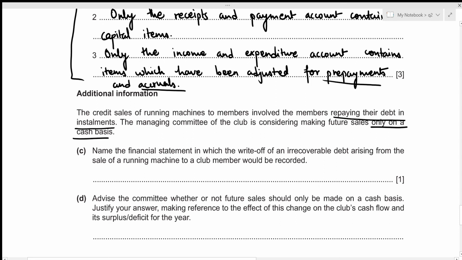So if we were talking about irrecoverable debt normally, then that would be recorded in the income statement, right? But since we're talking about a club, the income statement is equivalent of income and expenditure account. So that is where we would write off the irrecoverable debt arising from the sale of a running machine. That's income and expenditure account. And this concludes the third part of this question. Now we can move towards the fourth one.